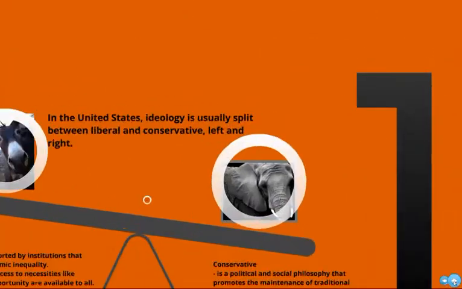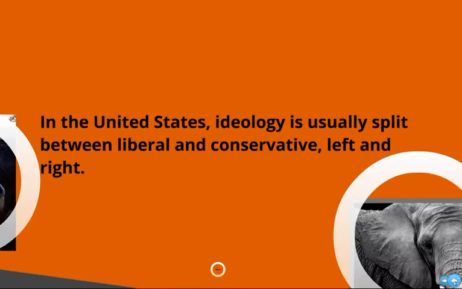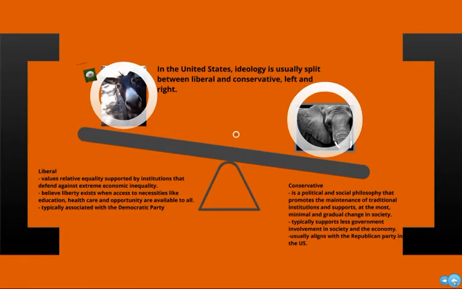So in the United States, we're usually split between this liberal and conservative ideology. Liberal being on the left and conservative being on the right. And when I say left and right, I'm talking about where they appear on the political spectrum, and we'll talk about that in a little bit. So this is usually where people see themselves, either on the left or on the right.